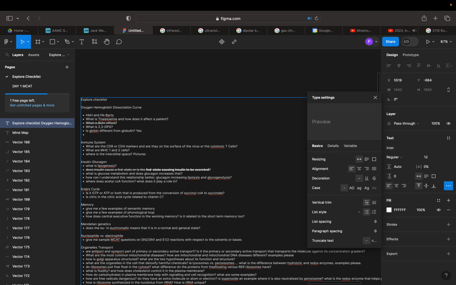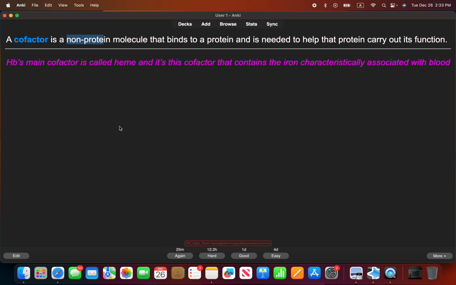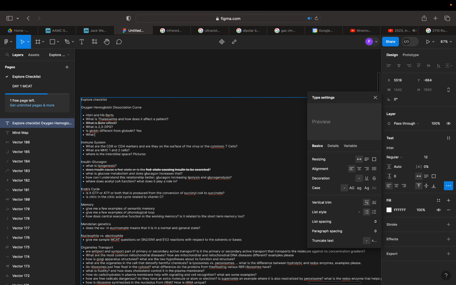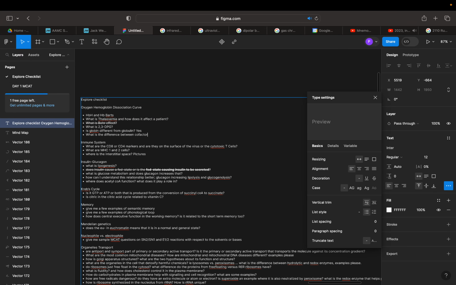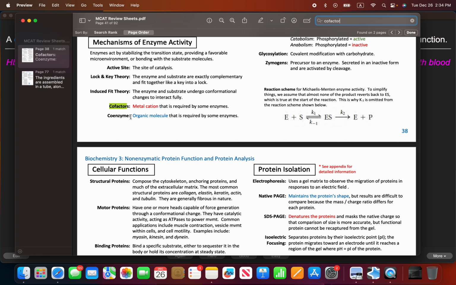The next question that we are dealing with right now is what is the difference between cofactor and coenzyme? While ChatGPT is answering this, I remember here that we had cofactors here. So cofactors are metal cations that are required by some enzymes, but coenzymes are organic, like protein, carbohydrate, fat, molecules that are required by some enzymes.